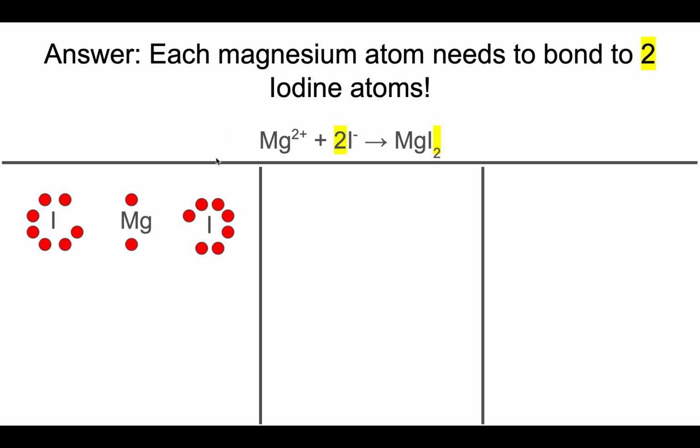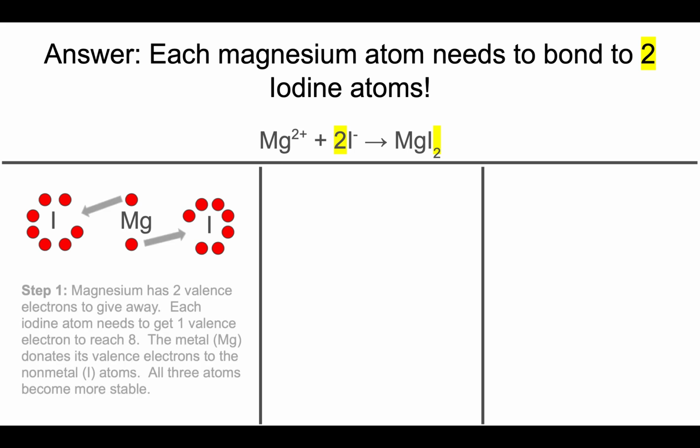Okay, we start off with our magnesium atom that's got these 1, 2 valence electrons. We have 2 iodine atoms, each with 1, 2, 3, 4, 5, 6, 7 valence electrons. So magnesium's trying to get rid of its 2. Iodine needs to get 1. This iodine also needs to get 1. And so it's actually a match made in heaven.